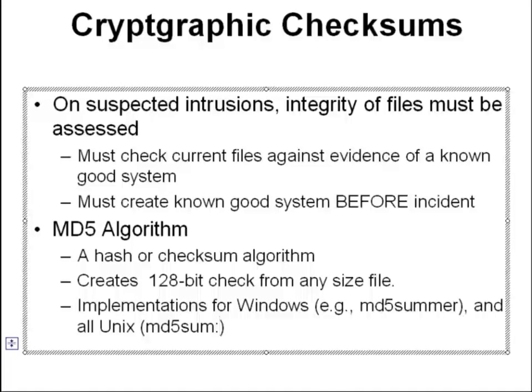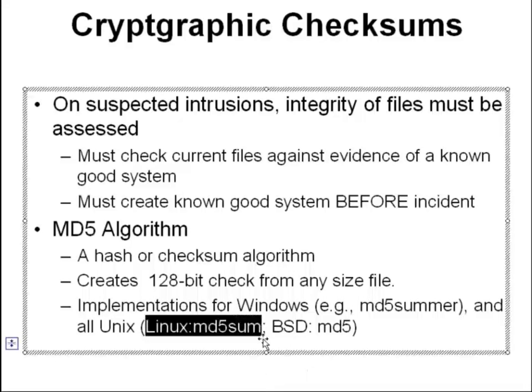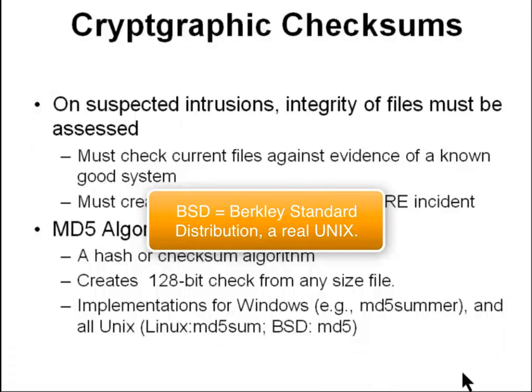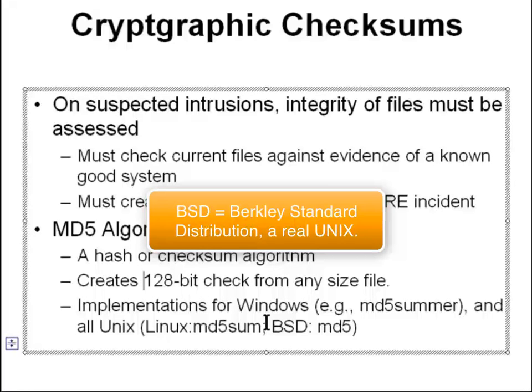Let me update this in real time. On Linux it's called MD5 sum. For the BSDs, it's called MD5. And those are the executable programs, MD5 sum for Linux and MD5 for BSDs. They do exactly the same thing. They create the 128-bit checksum that's based upon the contents of each file.